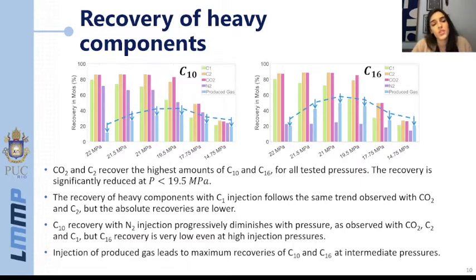And finally, we could see that the injection of produced gas also displayed a different behavior, with maximum recoveries at intermediate pressures.